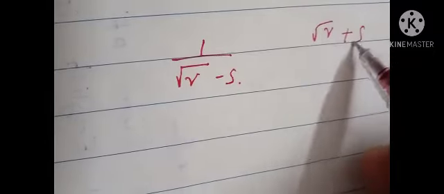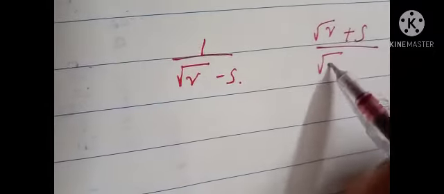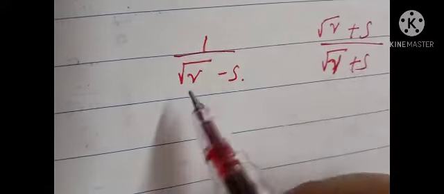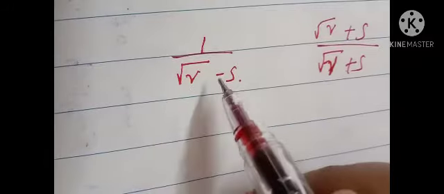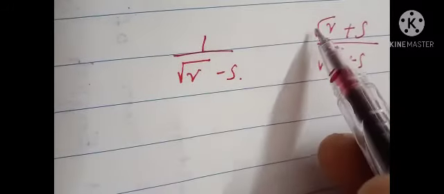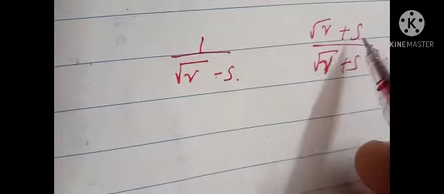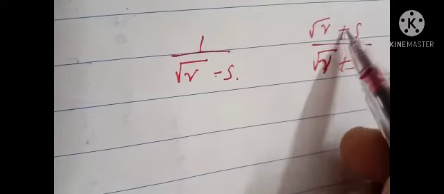If the given number has the denominator root r minus s, then we have to multiply both the numerator and the denominator by root r plus s. Because here it is root r minus s, we multiply by root r plus s. Here there is a minus, so we multiply by a plus.